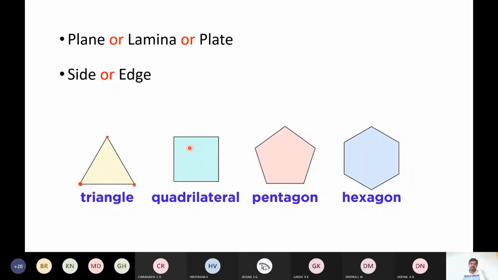Next, in projection of lines itself, we discussed one more very important concept. Okay, when you are able to see true length or true shape of a line, in what position are you able to see the true length of a line?